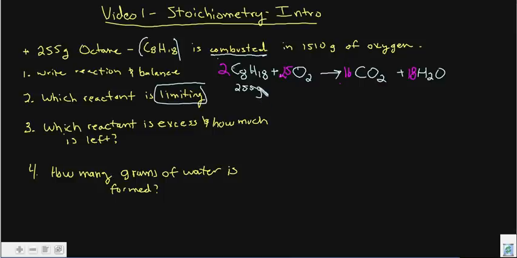If you look at the balanced equation, I have 2 moles of this to every 25 moles of this. So I need a whole lot more of this than I do this. What we need to know is, will the octane run out first or will the oxygen run out first? The only way to do that is to take this mass and convert it to moles.